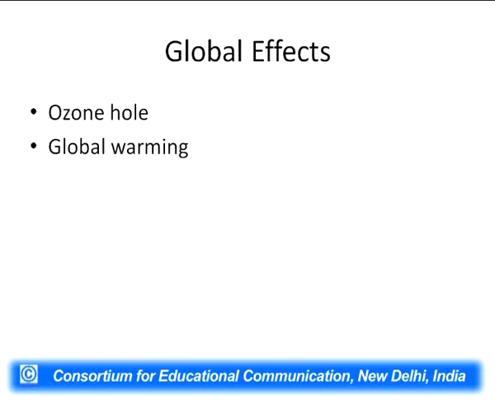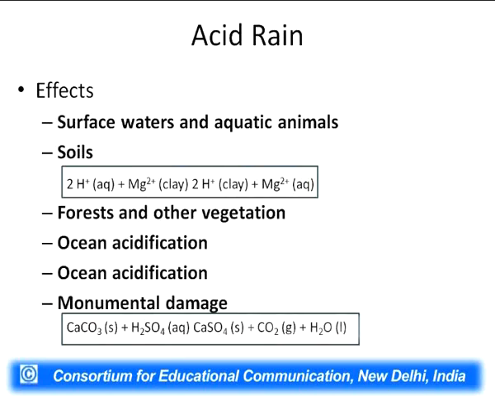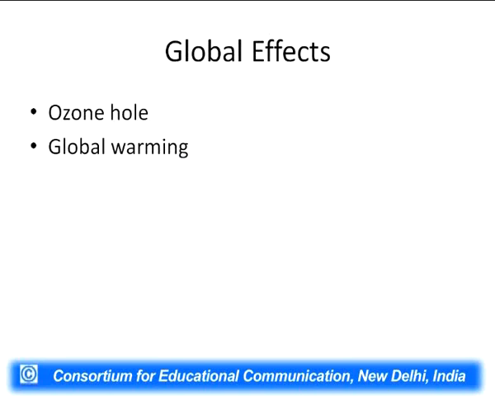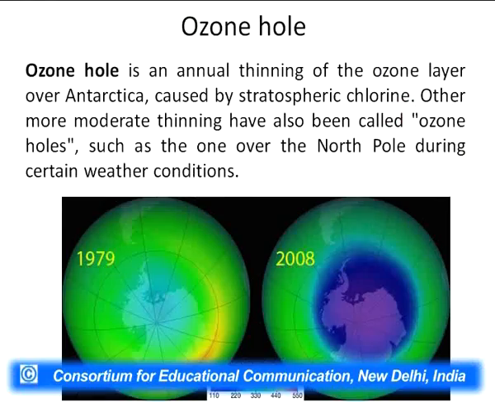Now, after the regional effect, in fact, I am leaving the greenhouse effect because it will be covered in global warming. So, after the regional effect, the next one is global effect. The parts of global effects are ozone hole and global warming. Now, starting with the ozone hole. What is ozone hole? Ozone hole is basically an annual thinning of the ozone layer over Antarctica, which is caused by stratospheric chlorine. Other more moderate thinnings have also been reported, which are also known as ozone hole, from the North Pole during certain weather conditions.